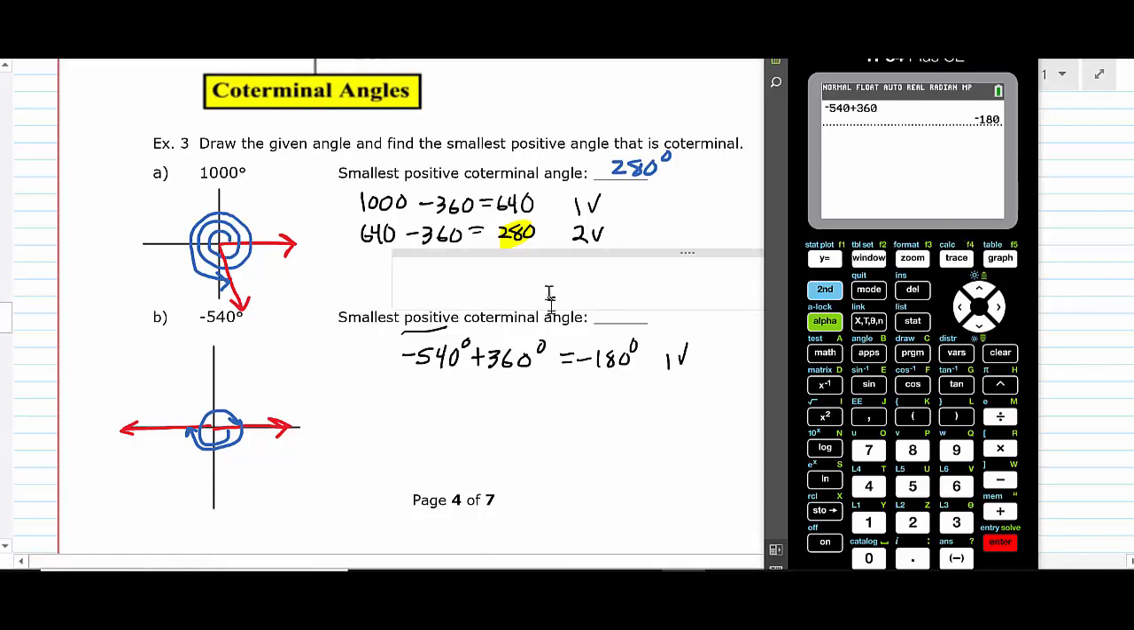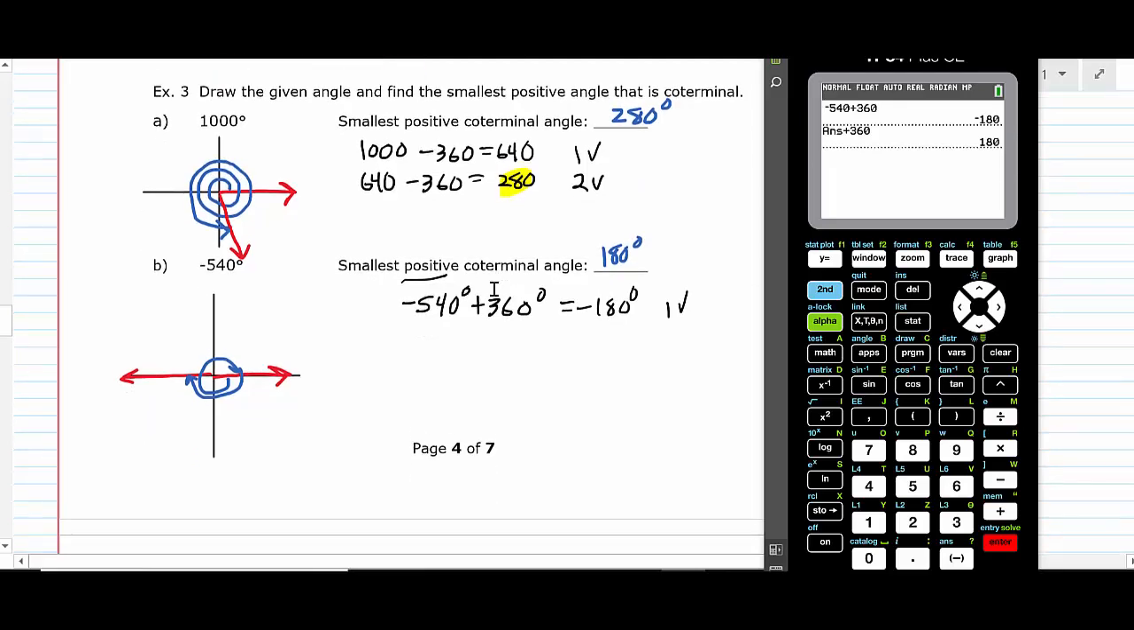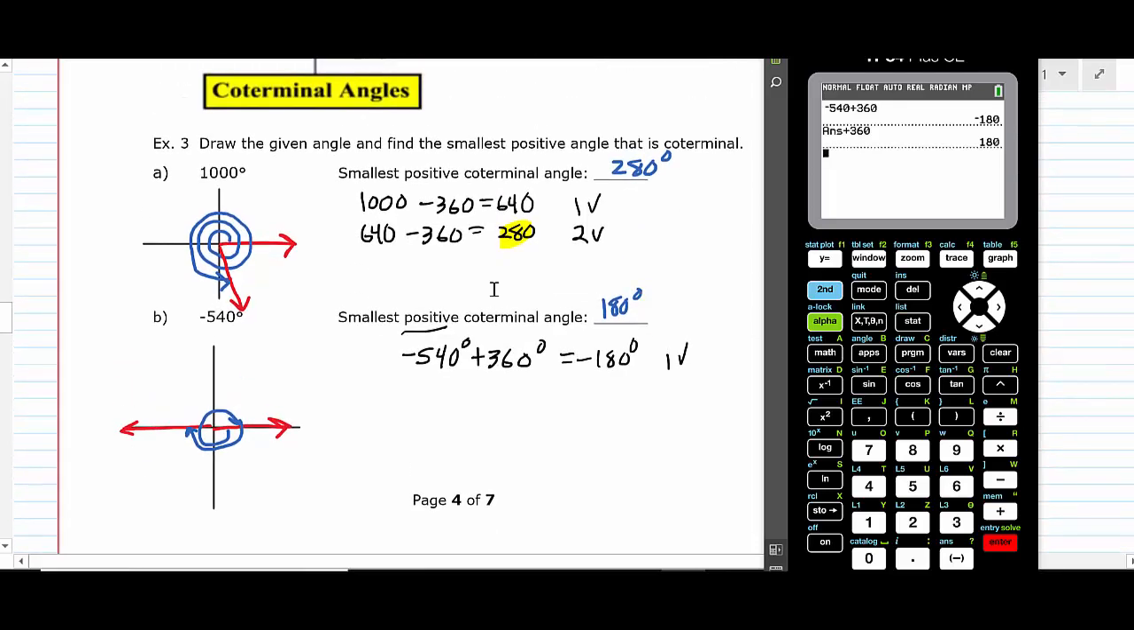All right, now to get the positive coterminal angle, I just add 360 to it again. Now I'm into the positive numbers. So that coterminal angle would be 180 degrees. Okay, like that. All right, any questions on that?